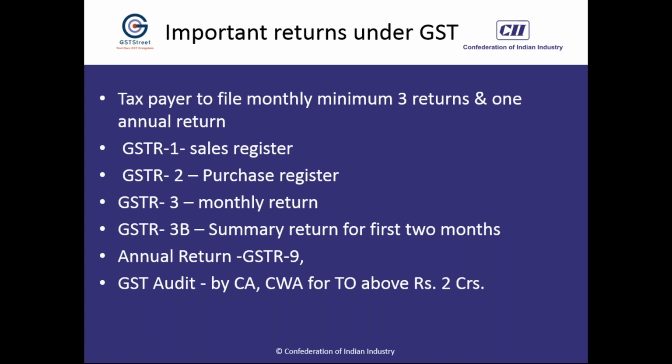Then GSTR2 is a purchase register. It is auto-populated by GSTN looking at the GSTR1 provided by the suppliers of your business on the GSTN with your unique tax ID. Based on that, the system will calculate and populate that GSTR2 purchase register, which will flow to you. You can add, delete, or amend the entries on that GSTR2.